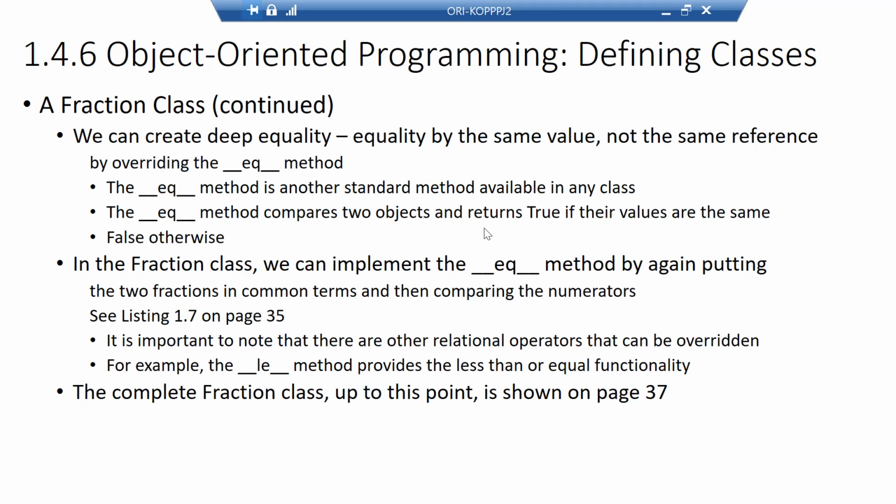The equal method is another standard method available in any class. The equal method compares two objects and returns true if their values are the same, false otherwise. In the fraction class, we can implement the equal method by again putting the two fractions in common terms and then comparing the numerators. This is in listing 1.7 on page 35.